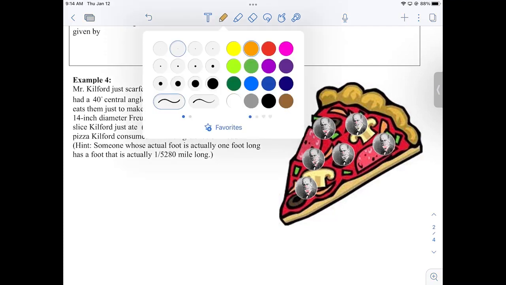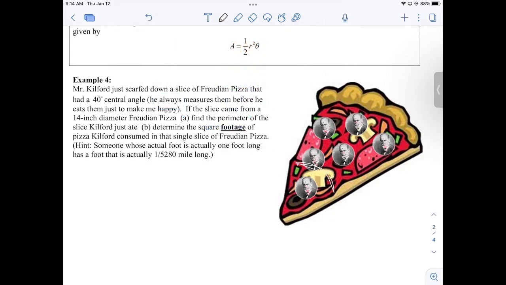The central angle we said was 40. So this here is 40.